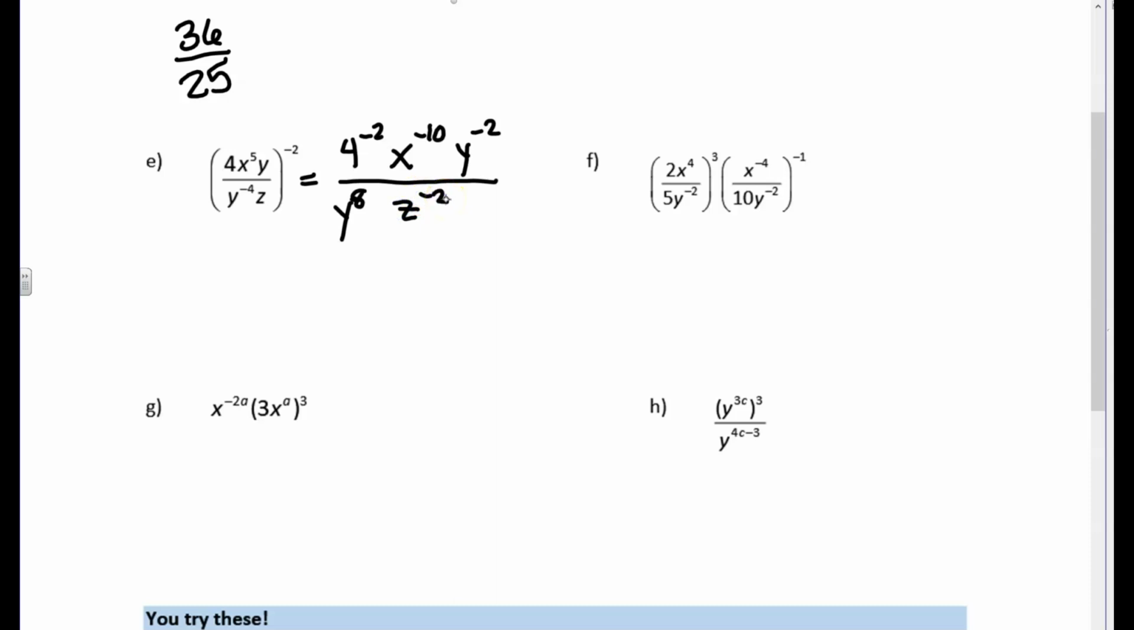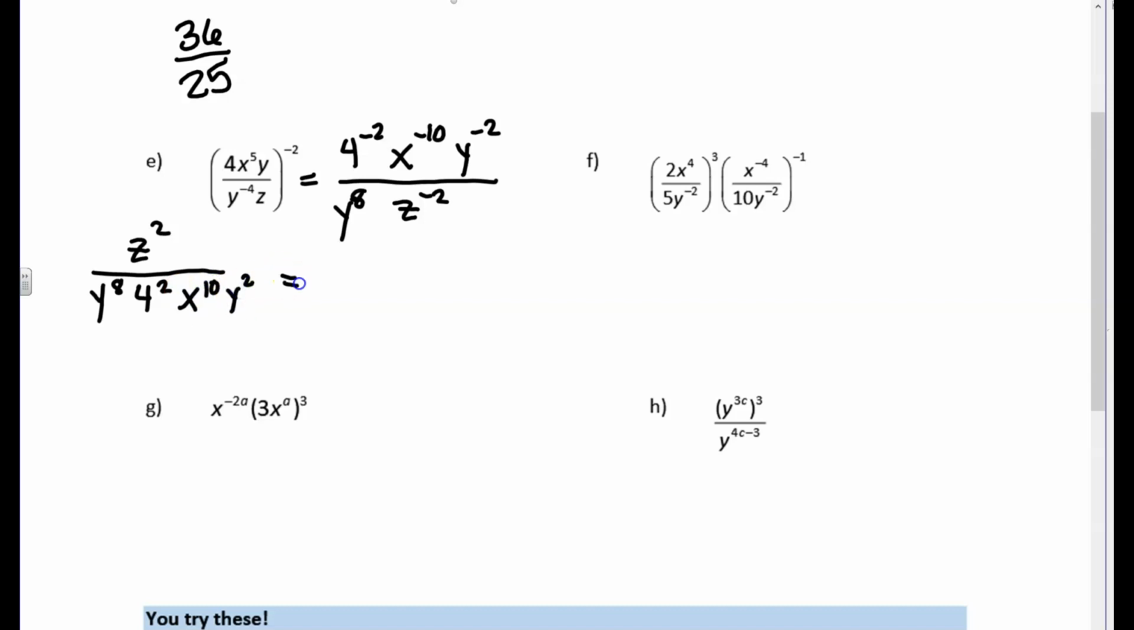Now let's move anything with a negative exponent, which is almost everything. So everything moves from the numerator to the denominator, but that z to the negative 2 comes up to the numerator. And in my denominator, we had the y to the 8th we started with, but there's also now a 4 squared, an x to the 10th, and a y squared.